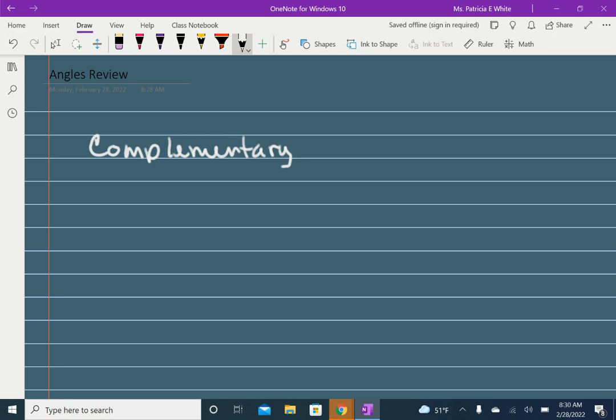Be writing this stuff down. Don't forget that there's going to be a certain amount of notes on your post-test that you're going to be able to use.